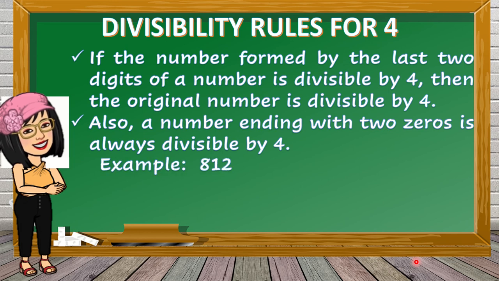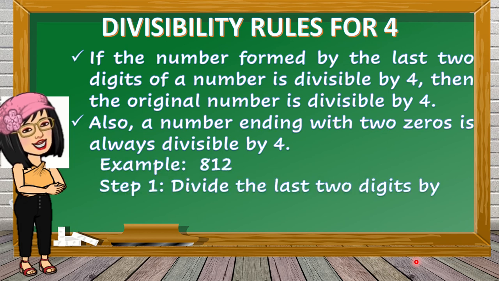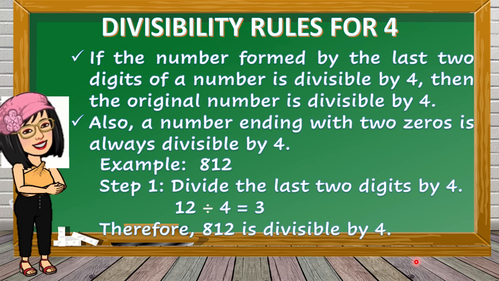Tingnan natin. For example, 812. Step 1, you divide the last two digits by 4. Ano nga ba ang last two digits? That would be 12, 1 and 2. So, 12 divided by 4 is divisible by 4 because you have an answer of 3. Therefore, 812 is divisible by 4. Nakukuha?